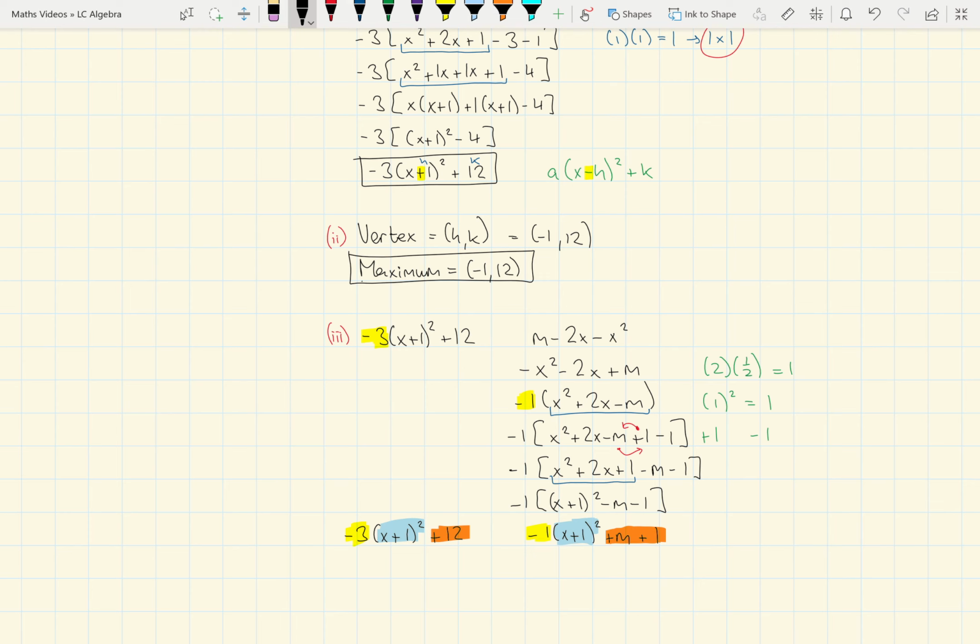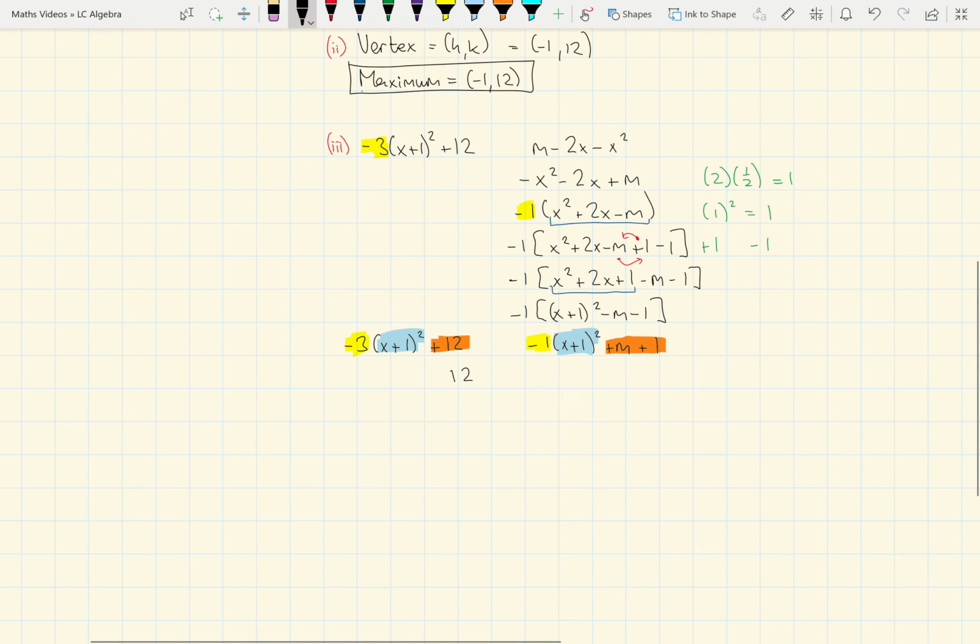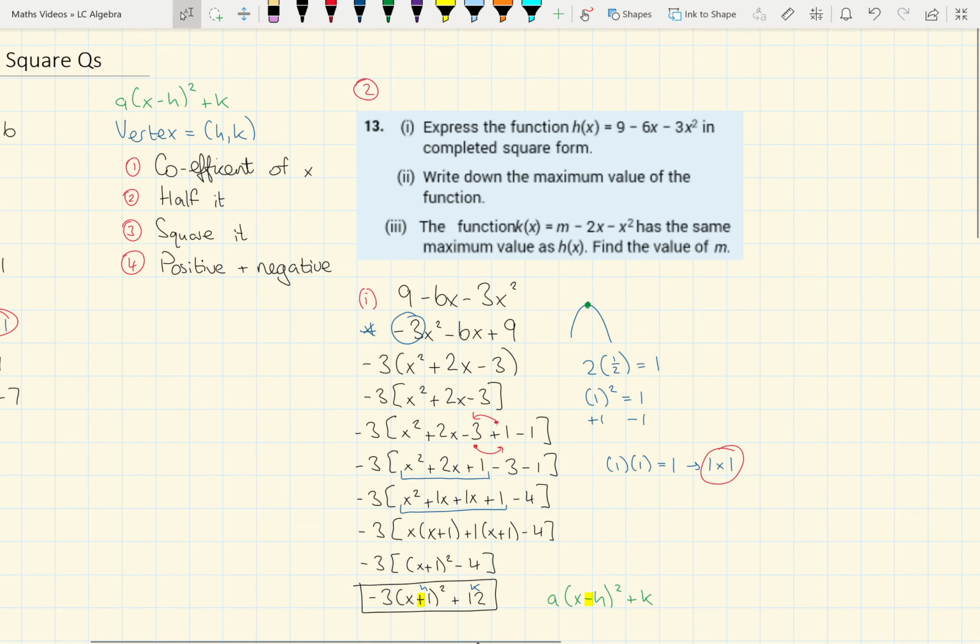So now all I'm going to do is set them equal. So 12 is equal to m + 1. 12 - 1 equals m. So we get m is equal to 11. That's our solution for part 3, and overall that's the 2 questions finished.